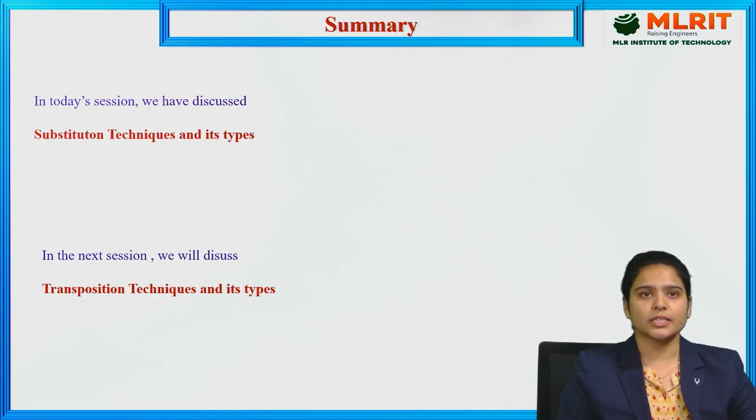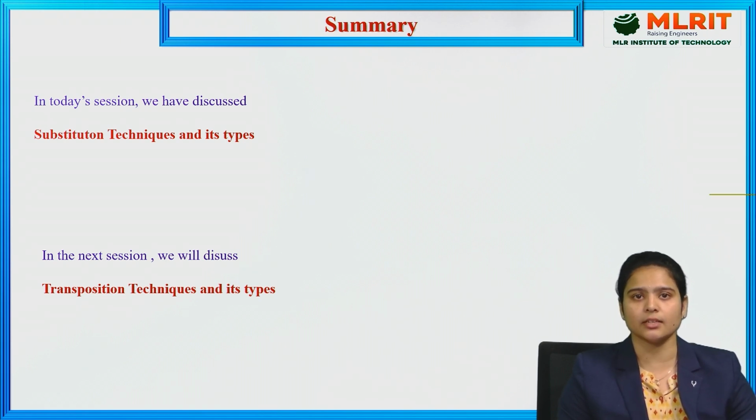In today's session, we have discussed substitution techniques and their types, namely the Caesar cipher and the Playfair cipher. In the next session, we are going to discuss transposition techniques and how many types of transposition techniques there are.